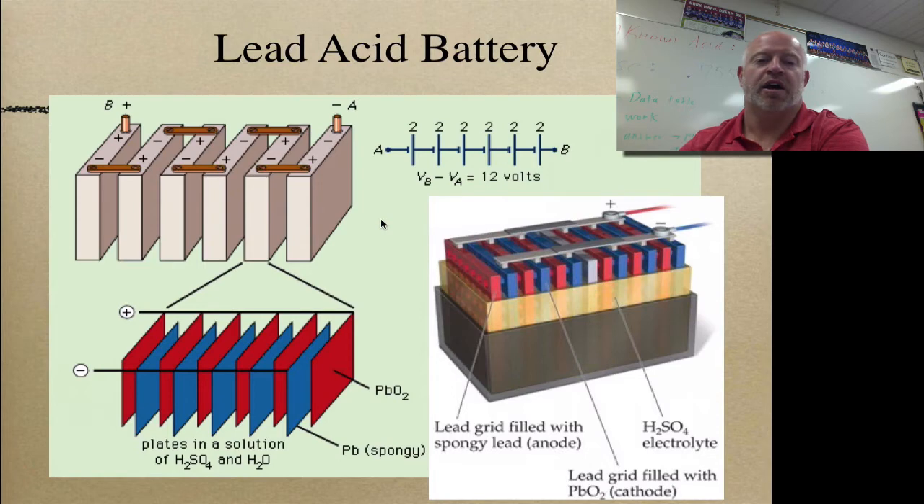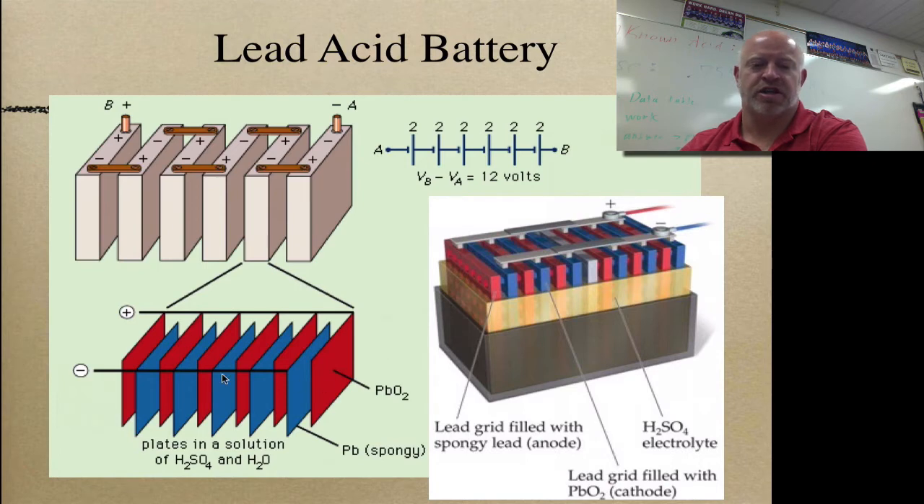Now, to do that, if you notice, there are 6 cells. Each cell provides about 2 volts, and then we get a 12-volt battery from that. So when you talk about batteries for your car, we talk about getting a 12-volt. This is why, because each cell provides 2 volts.